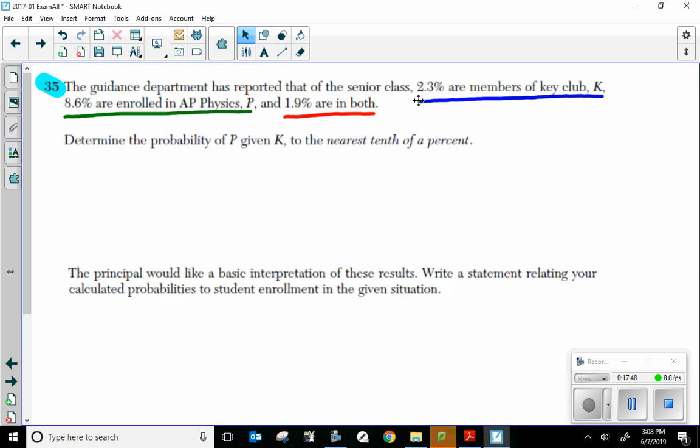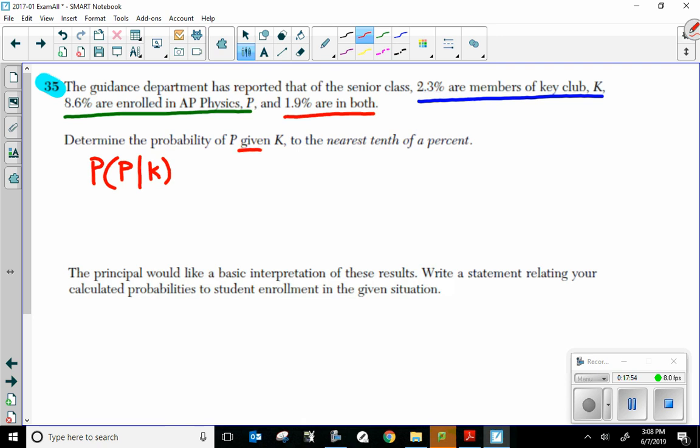All right? The probability of P given K, that's what the straight line means. It means given. It's the same as saying the probability of P and K all over the probability of just K. That is an equation to determine conditional probability. Conditional probability is given.